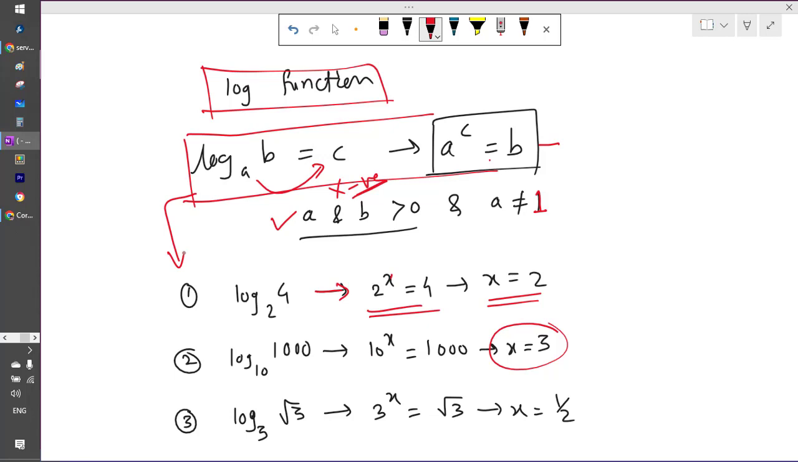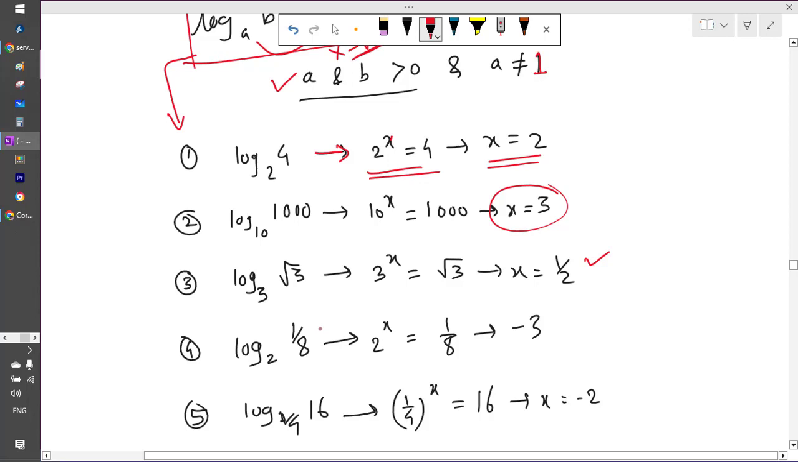Okay, in the definition itself they have given log of b to the base a is equal to c. We can write this in the format of a raised to c is equal to b. Then log of under root of 3 to the base 3, we can write this as 3 raised to x is equal to under root of 3, and then x becomes 1 half.